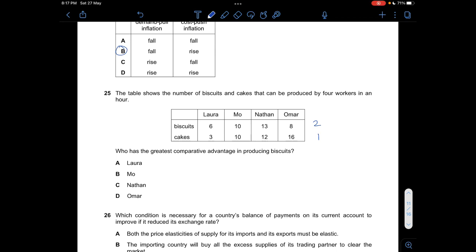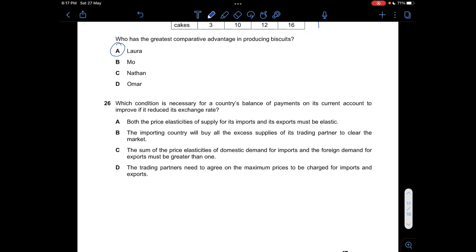And then for Nathan, he has a comparative advantage in producing biscuits, but it's not as significant as Laura. The same goes for Mo. He or she can produce both biscuits and cakes at the same quantity. So the one that has the greatest comparative advantage is Laura. So the answer is A.